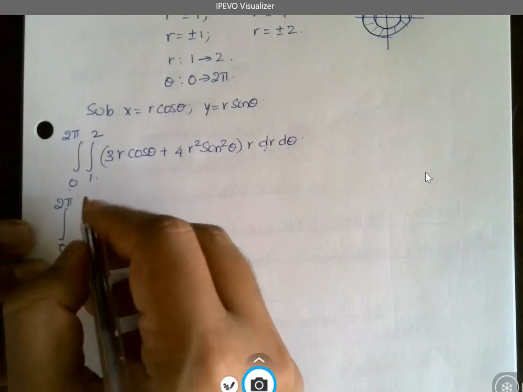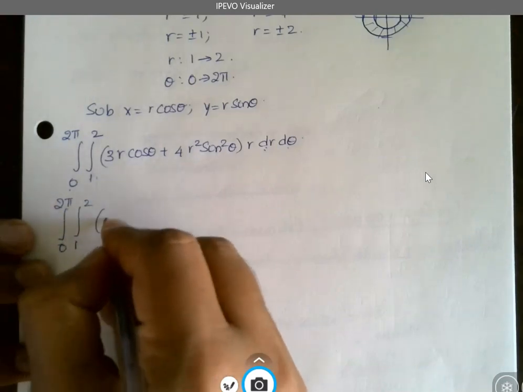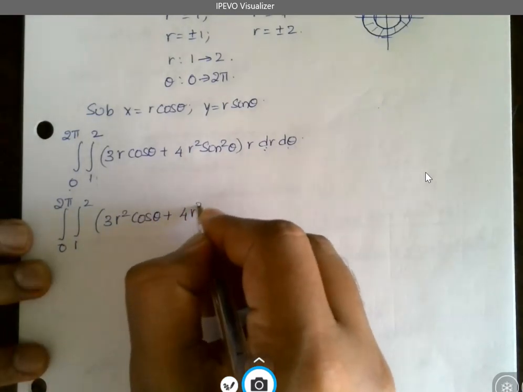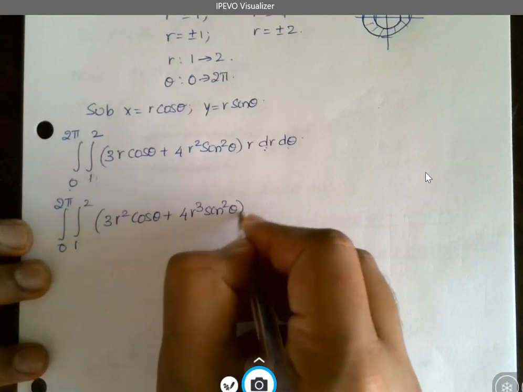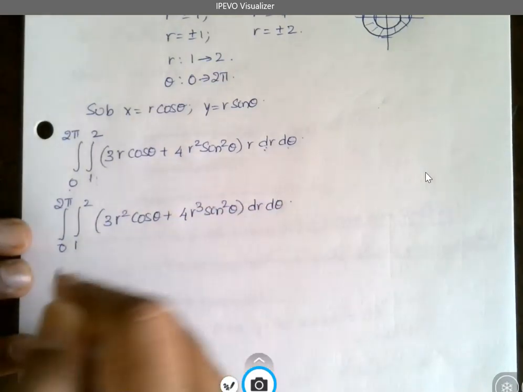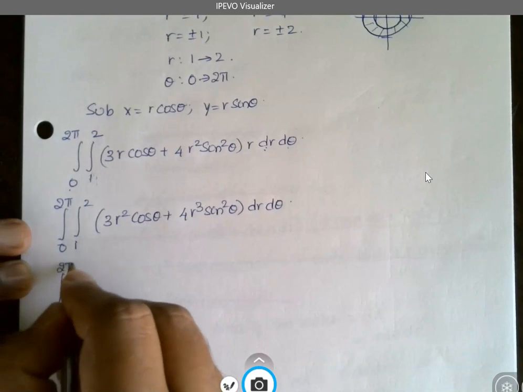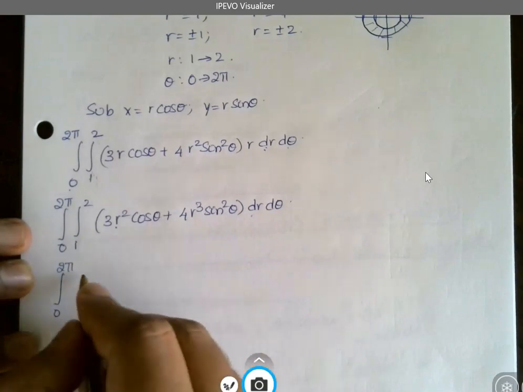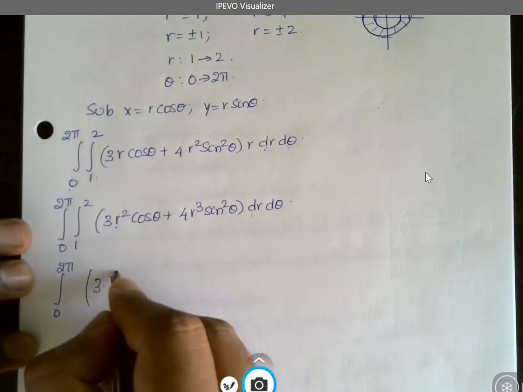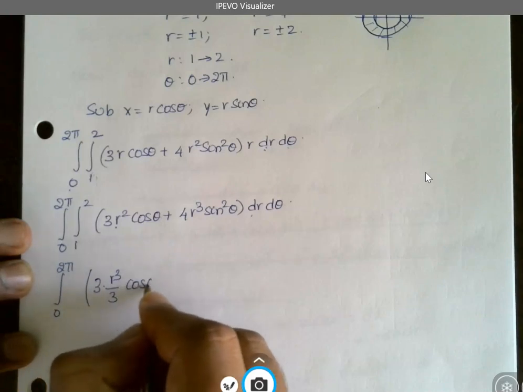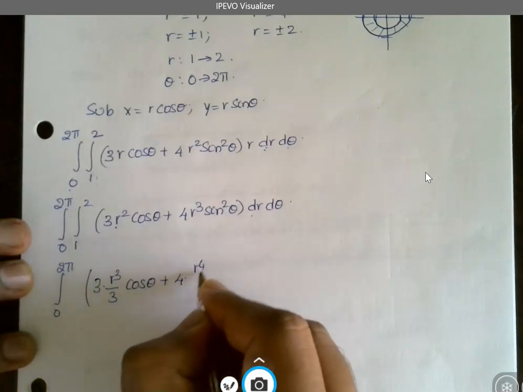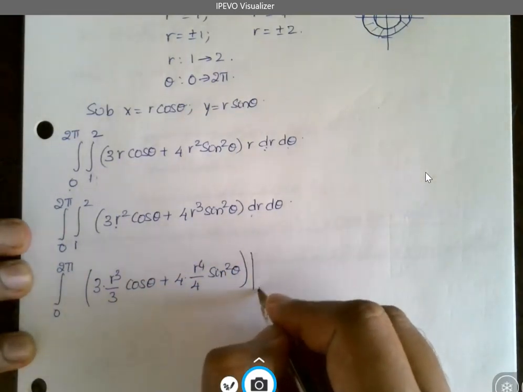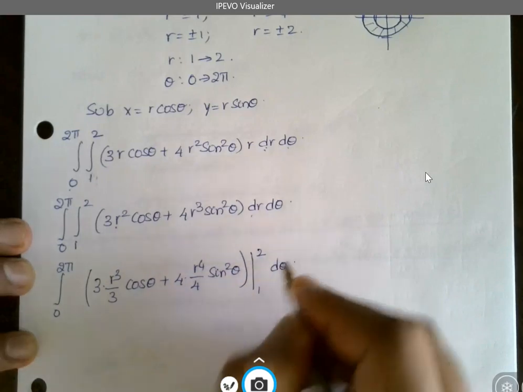Upon integrating, let's first simplify it and go step by step, because I can't really skip steps myself. We have 3r squared cosine theta plus 4r cubed sine squared theta dr d theta. Integrating first with respect to r, you get 3 times r cubed divided by 3 cosine theta plus 4 times r to the 4 divided by 4 sine squared theta, where the limits of integration are from 1 to 2, and that's d theta.